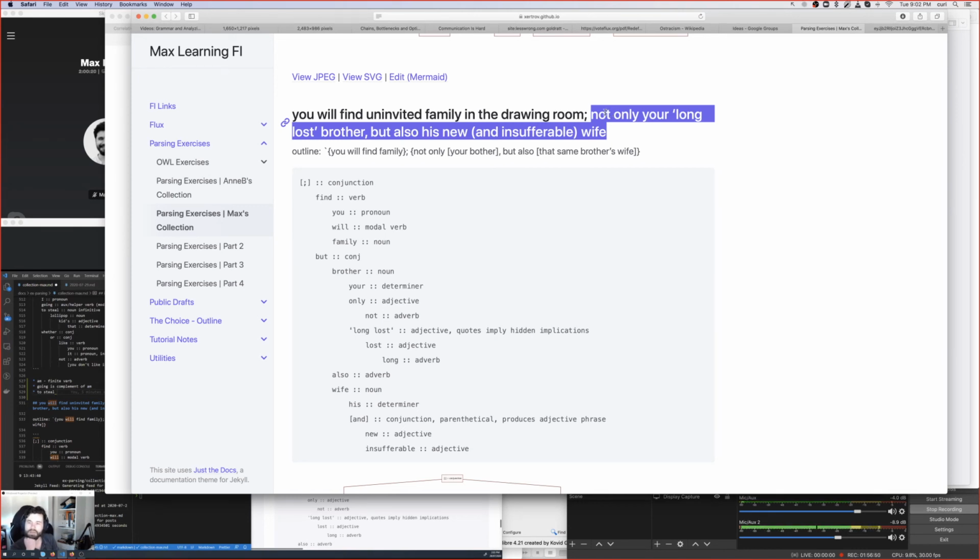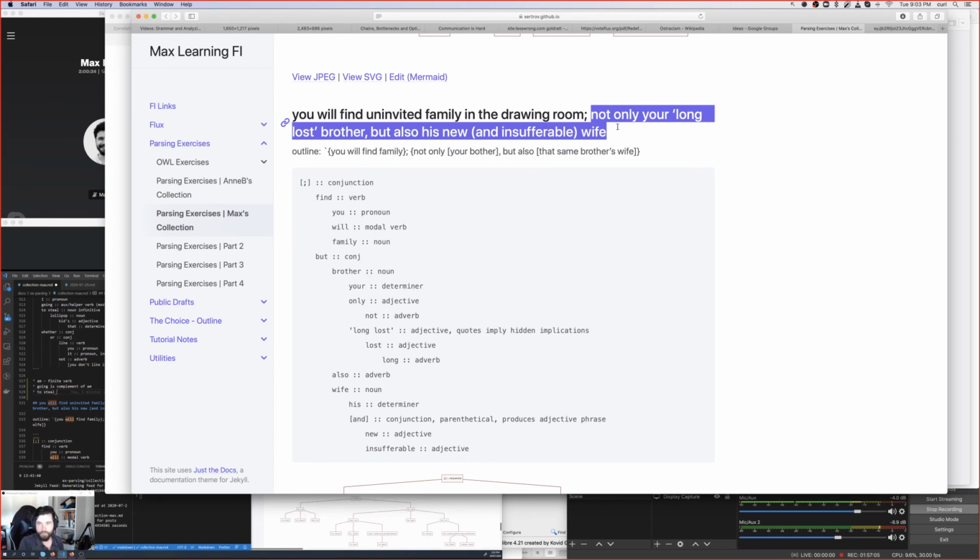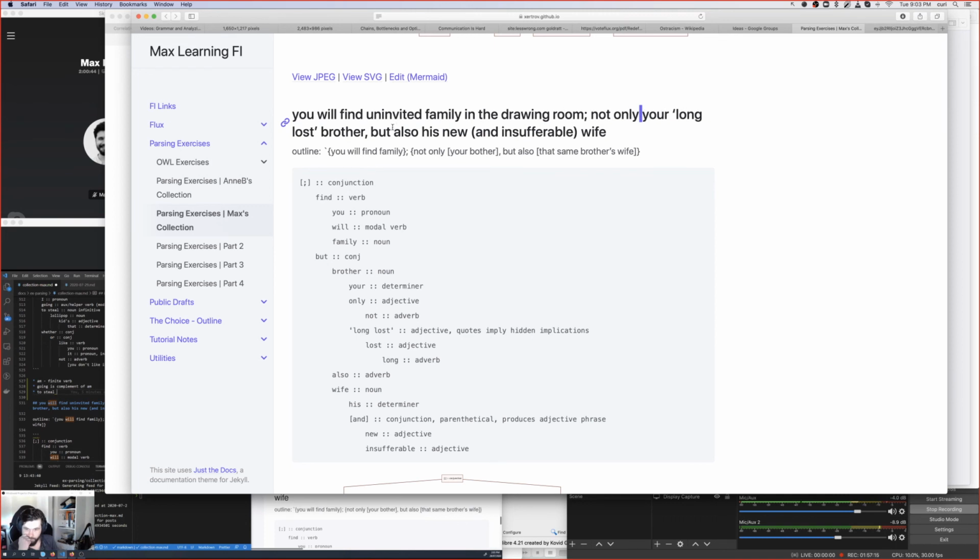Oh yeah, okay, because a semicolon, I don't know all the uses, but if it's separating clauses, then it'd have to be a complete clause. Whereas I just have modifiers on nouns. So you have to either read it as incorrect or read an implied verb, which would be "find." Like, "You'll find the uninvited family in the drawing room; not only implied find your long lost brother, but also implied find his new wife." So here and here we'd have "find."